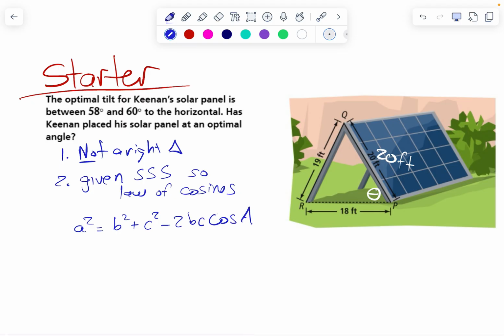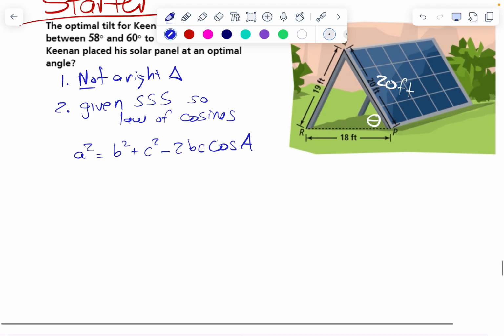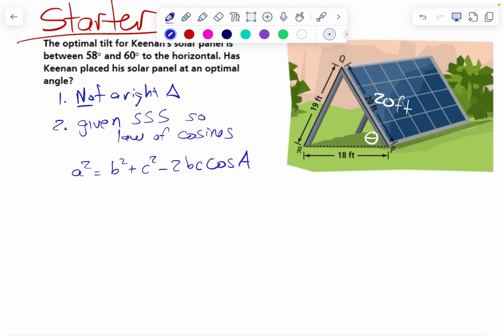So start by writing the actual law out. And then which side are we forced to label and which sides don't actually matter? Like which side has to be a certain side in this case? A. Yeah, which is what though? 19. Yeah, good. So the 19 is across from the angle of interest, and so it has to be in the a squared, the little a squared spot. Otherwise, the rest of this we just plug in.